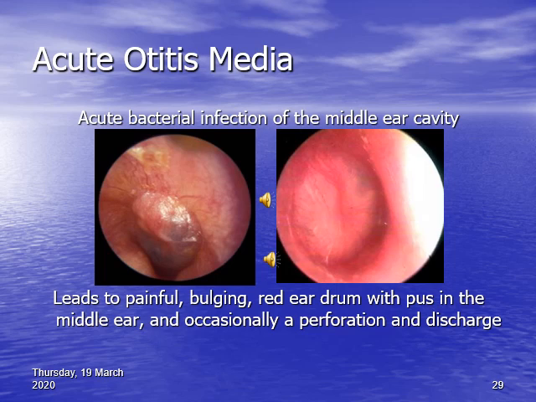On examination, we will see that the tympanic membrane is red, hyperemic, congested, and sometimes when there is pus behind this tympanic membrane, we will see that the tympanic membrane is bulged, not pulled in, but pulled out. And sometimes when there is rupture of the tympanic membrane, we can see the perforation with the tracking of pus through this perforation.